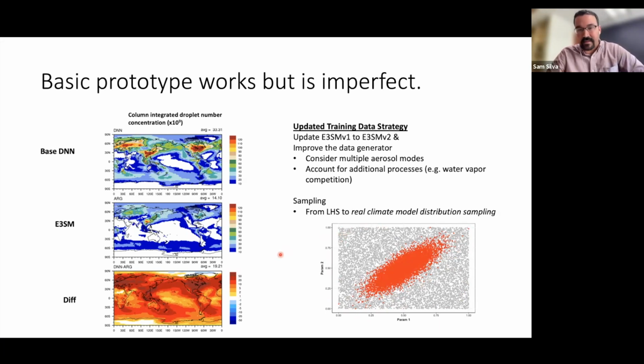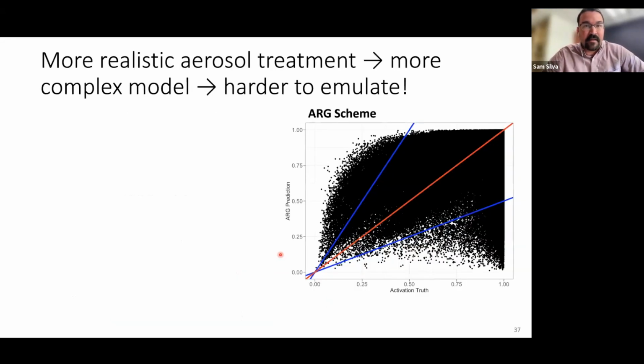So extremely cold temperatures, extremely high pressures, and extremely high vertical velocities. It's sort of parts of that input distribution, that joint distribution, that are not physical. And so we don't want to weight those predictions very high. It turns out that having this more realistic aerosol treatment and a more realistic problem is much harder to emulate because it's a more complex model.